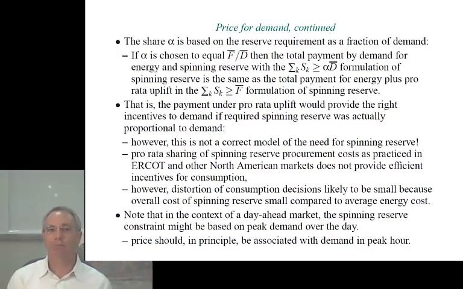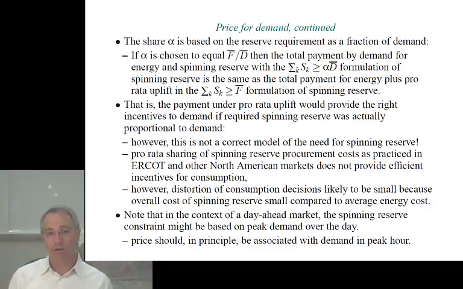That share alpha is based on the reserve requirement as a fraction of demand. If alpha is chosen to be F overline divided by D overline, then the total payment by demand for energy and spinning reserve for the fixed fraction formulation is going to be the same as the pro rata uplift in the fixed requirement formulation. So the payment under pro rata uplift provides the right incentives to demand if the required spinning reserve was actually proportional to demand.